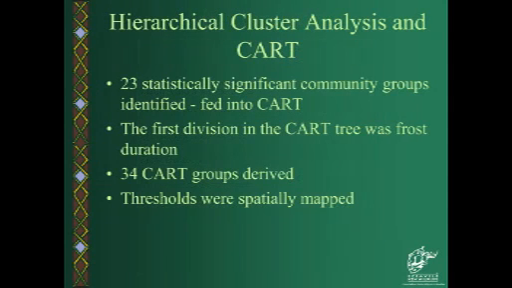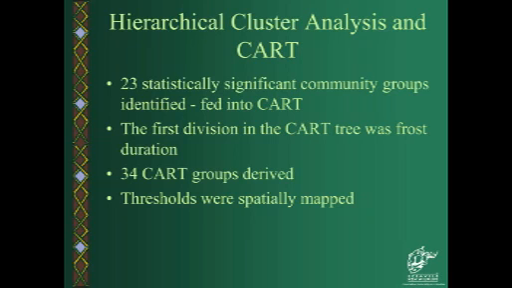In the cluster analysis, we identified 23 significant community groups, and this was fed into the classification and regression tree analysis. Interestingly, the first division in CART was based on the number of frost days that occur in the province, and it happened to be around 21 days. And from the CART analysis, we could identify 34 groupings of vegetation clusters.